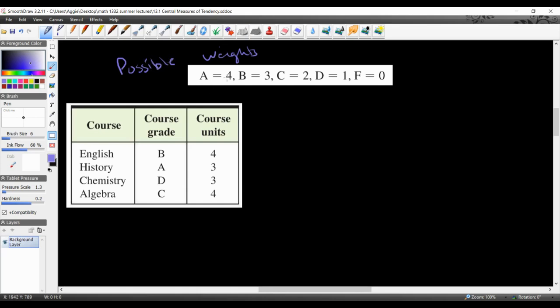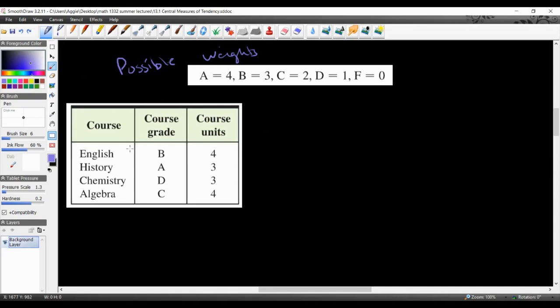So we could include an A minus and say that's 3.67 and so forth. But we're not going to do that for this example. I'm just giving you more work. All right, so let's get into this.